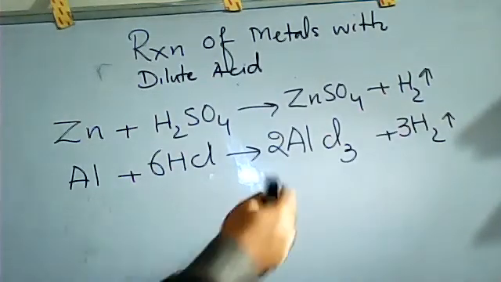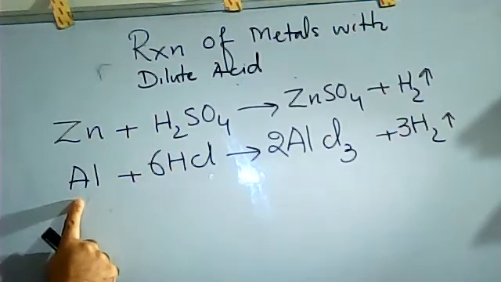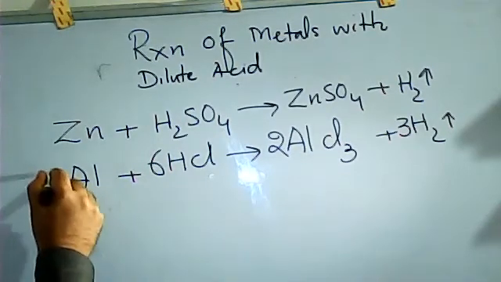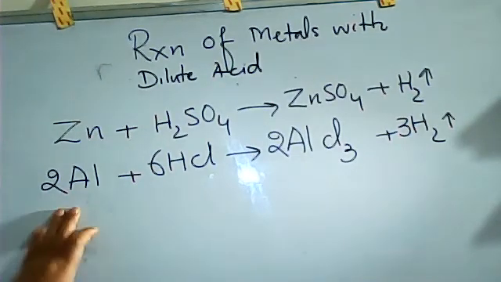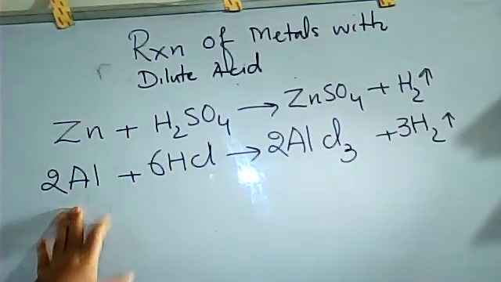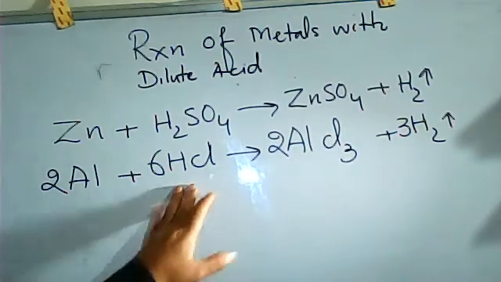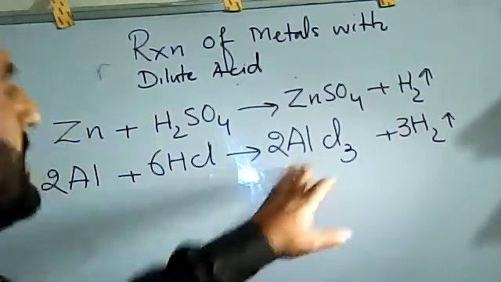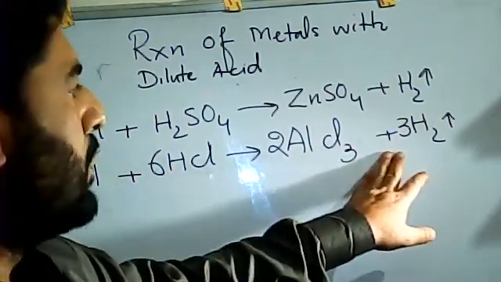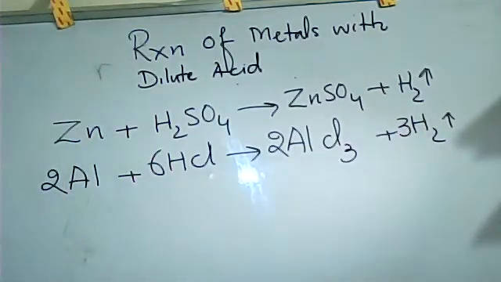But on the right hand side we have 2 aluminum, and on the left hand side we have 1 aluminum. So we'll write twice. So the statement will be 2 atoms of aluminum are reacting with 6 molecules of dilute hydrochloric acid to form 2 molecules of aluminum chloride and 3 molecules of hydrogen gas. So this is the reaction.